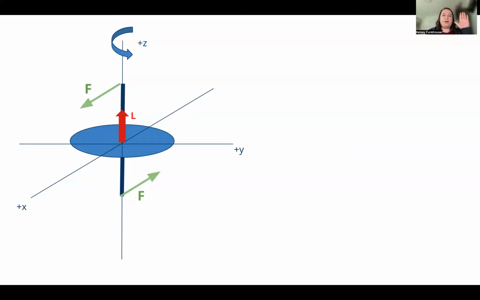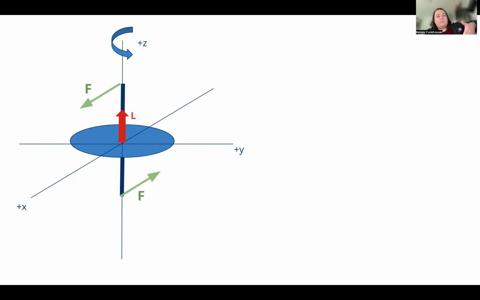Okay, so fingers along the R direction, curl fingers in the direction of the force. So along the x-axis, positive x-axis for the upper part, and thumb points in the direction of the torque. So in the positive y direction in this case. And we can do the same with the force applied at the bottom.